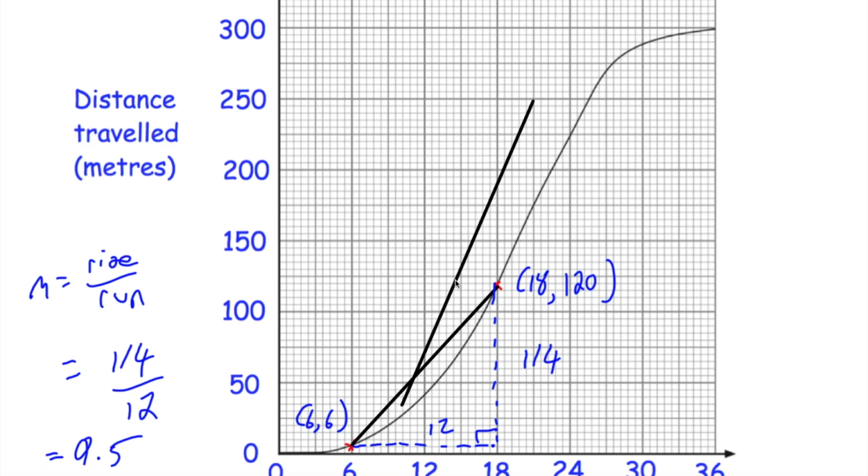So I would take my ruler and go to the graph and think, where is the steepest gradient? I'd move my ruler around until I found the steepest tangent to the graph. And I would say it's about there somewhere. That's where I think the steepest gradient would be. So that would be the highest speed reached by the train.